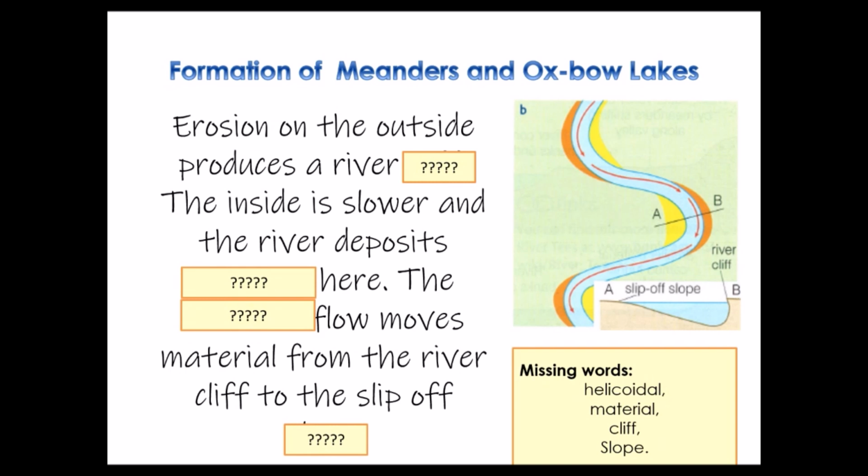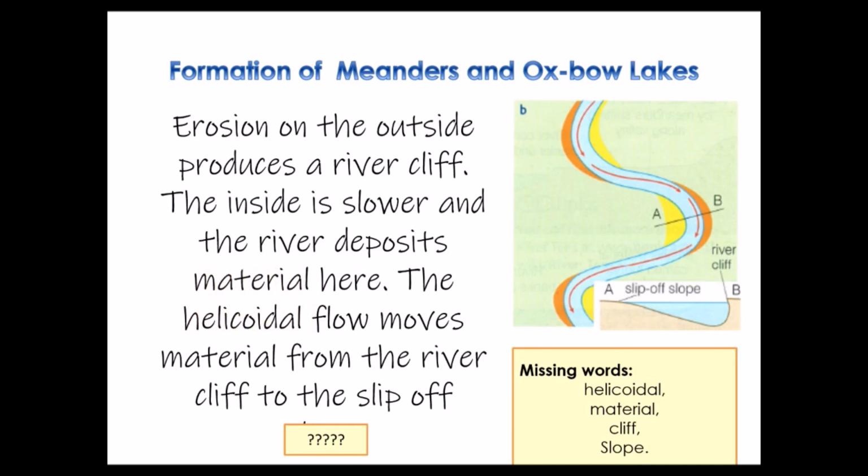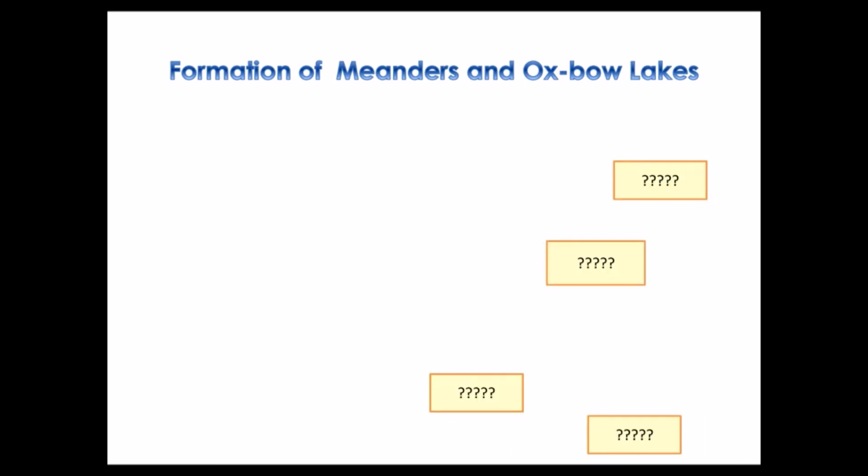Okay, so off we go. Erosion on the outside produces a river cliff. The inside is slower and the river deposits material here, such as sand and shingle. The helicoidal flow moves material from the river cliff to the slip-off slope. Okay, we're not quite yet at Oxbow Lakes, are we? But we're not too far off.